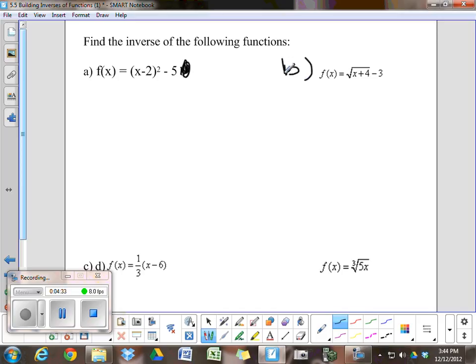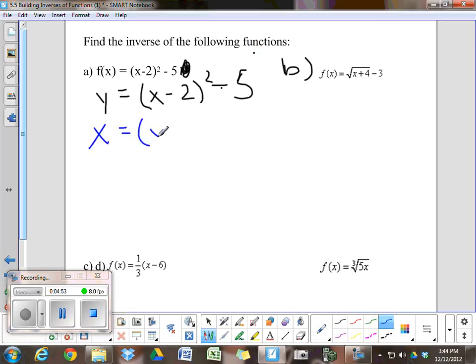Okay, so step 1 for A. Use y instead of f of x. We have y equals x minus 2 squared minus 5. Okay. Next, we're going to let x and y trade places.